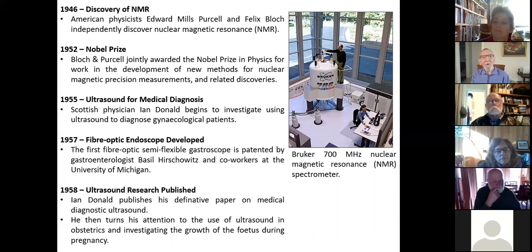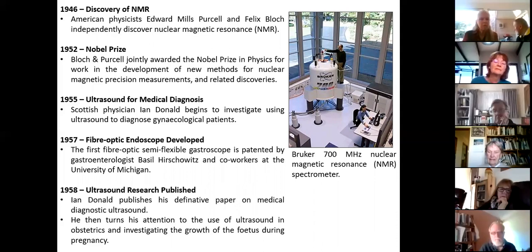So in 1952, the Nobel Prize in Physics was awarded to these two American physicists, Edward Mills Purcell and Felix Bloch, for their discovery of the new nuclear magnetic resonance machines and other related discoveries. And you might be thinking, does this have anything to do with MRI? Well, you're absolutely right, because it does. It's the forebear, if you like, of MRI, magnetic resonance imaging.